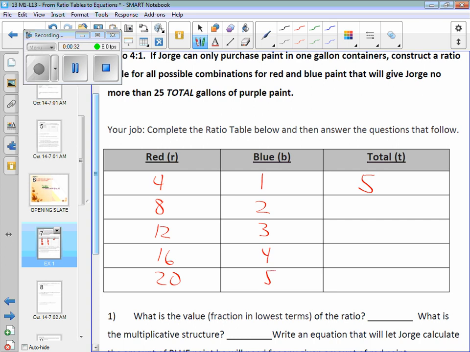To get total, all you're doing is adding your gallons of red plus your gallons of blue. So that's how I'm getting my 5. And it's going to create an additive structure all on its own, counting by 5s when you do that.